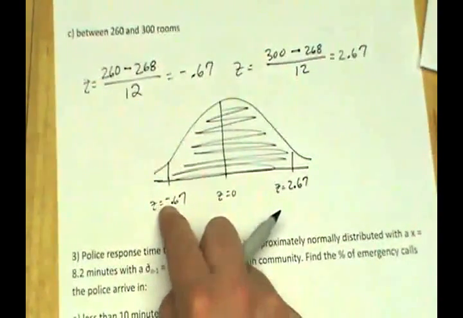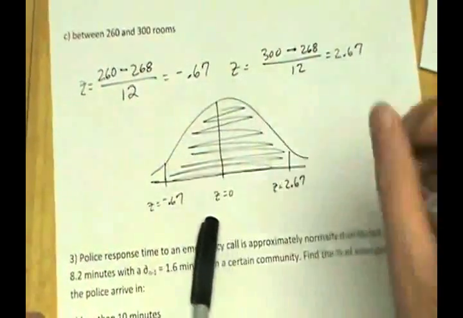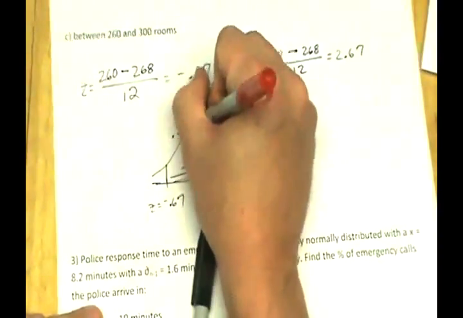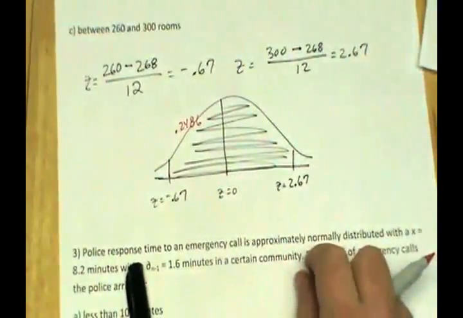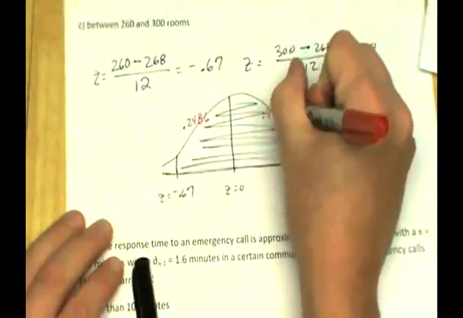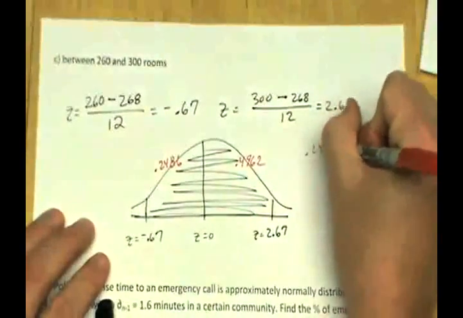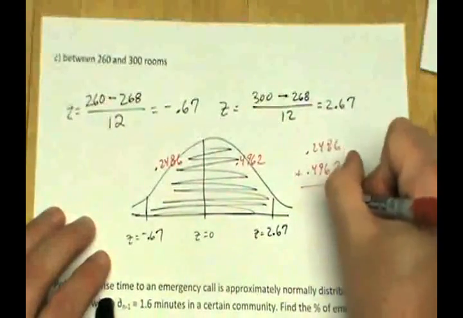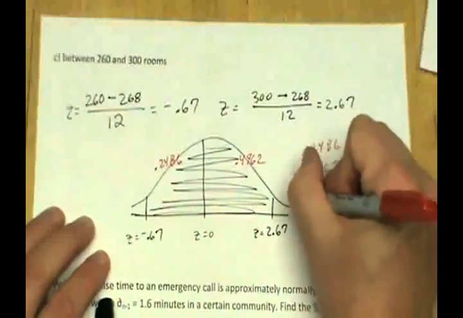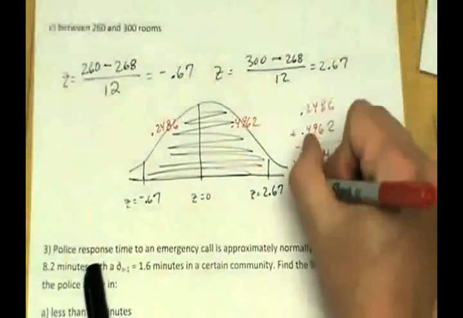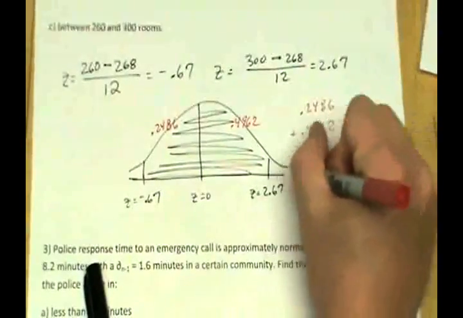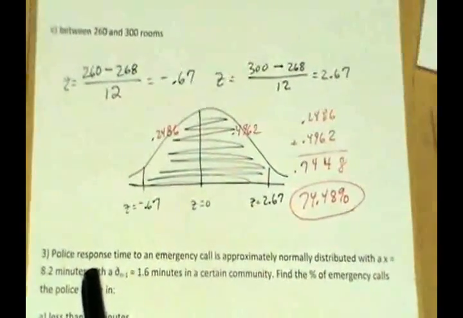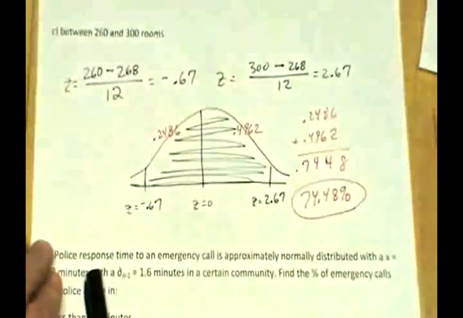So we look up negative 0.67 in our chart. Negative 0.6, go over to 7, is 2486. Let's switch colors. So this is 0.2486 here. And we look up 2.67, and we're looking at 4962. So this is 0.4962. 0.2486, add 0.4962. 8, 14 add 1 goes 7. So it looks like 0.7448. So 74.48% of the time, the average hotel rooms occupied in this hotel are between 260 and 300.